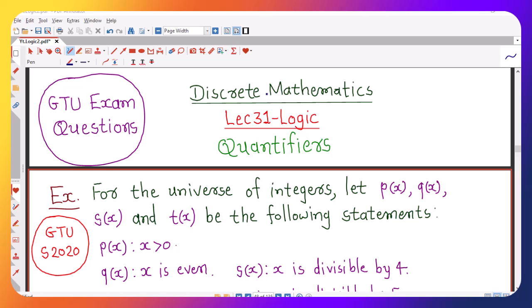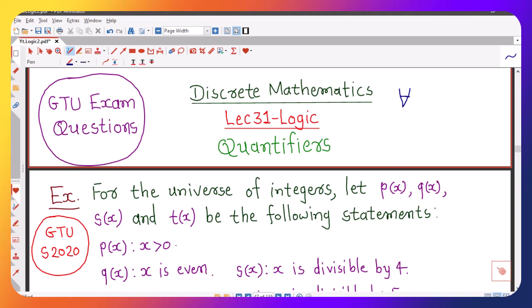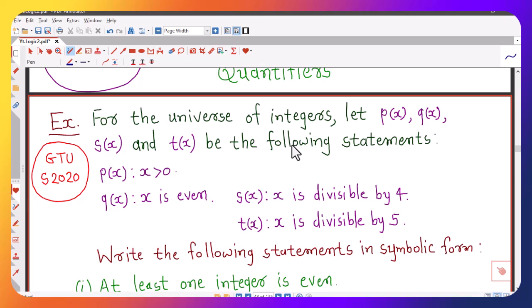In this lecture we will discuss two problems on writing statements in symbolic form using quantifiers. We have discussed this type of problem in an earlier lecture also, and now we are familiar with two quantifiers: one is the universal quantifier and the other is the existential quantifier. Using these quantifiers and some logical operators or connectives, we are able to write a given statement in symbolic form. So we start with this example.